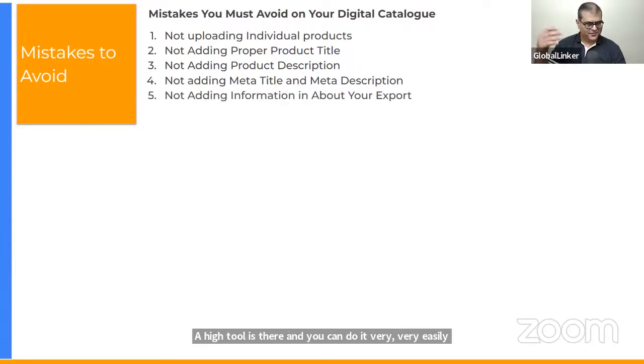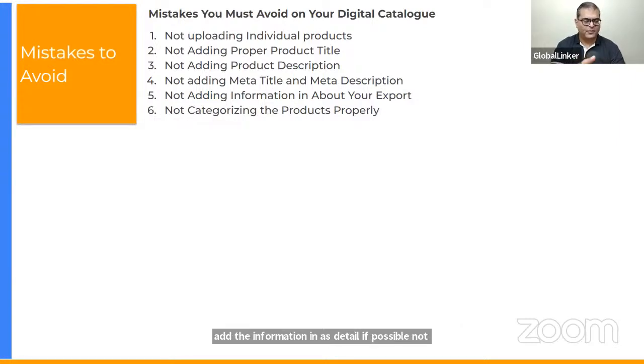In fact, if you go to our YouTube channel, you'll find a tutorial video where I've explained each and every bit of creating product content using AI tools for free. Not adding information about your export. So that page which I showed to you, that's where please add the information in as much detail as possible. Not categorizing your product correctly. This is another mistake.